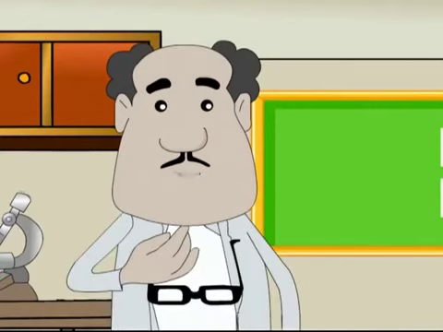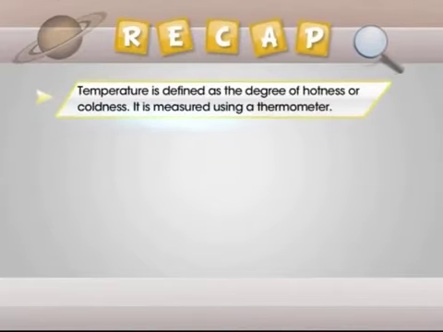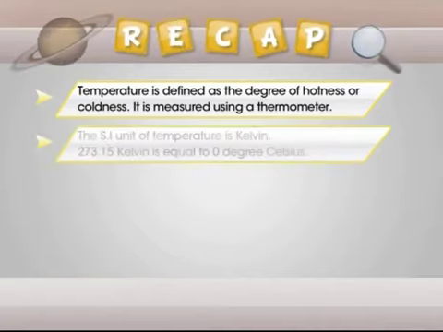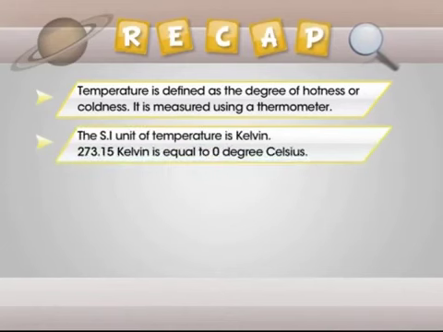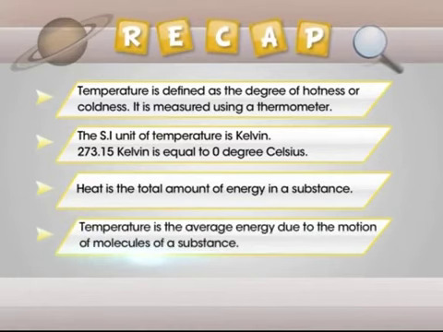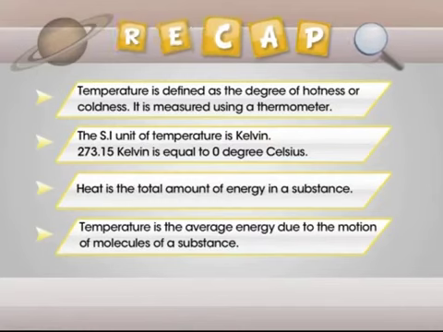Well, now it's time to warm up our memory. So we go back to what we learned about heat and temperature with a recap. In this module, you learned that temperature is defined as the degree of hotness and coldness of an object. It is measured with the help of a thermometer. The SI unit of temperature is Kelvin. 273.15 K is equal to 0 degrees Celsius. Heat is the total amount of energy in a substance, whereas temperature is the average energy due to the motion of molecules of the substance.